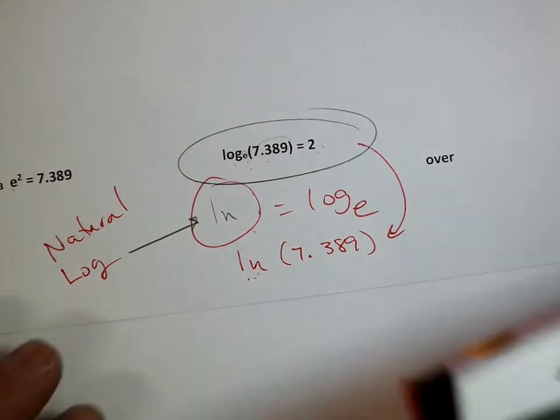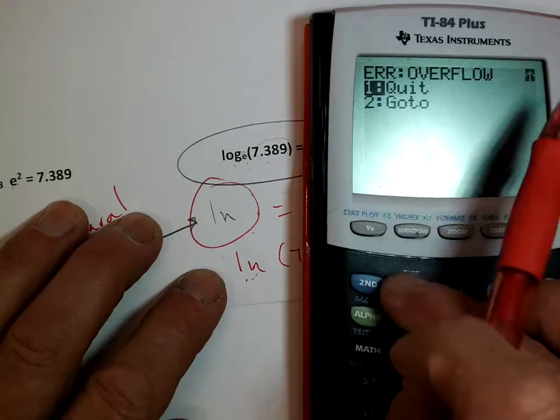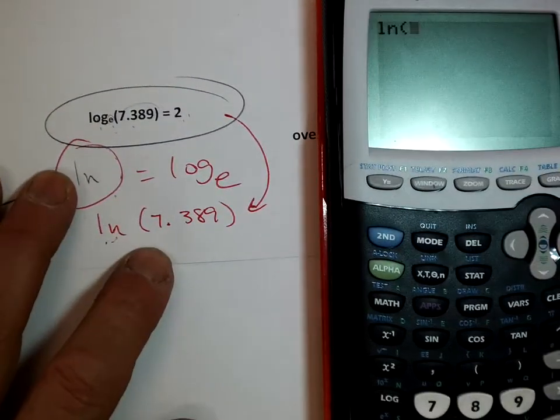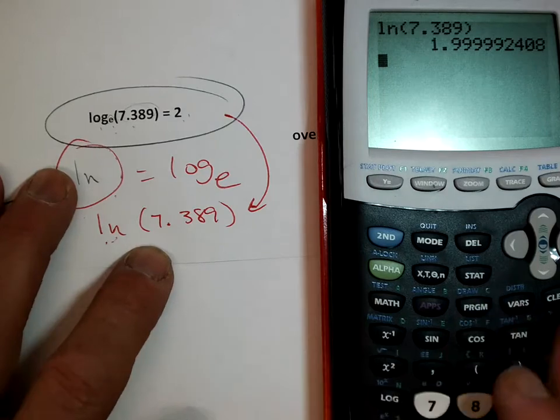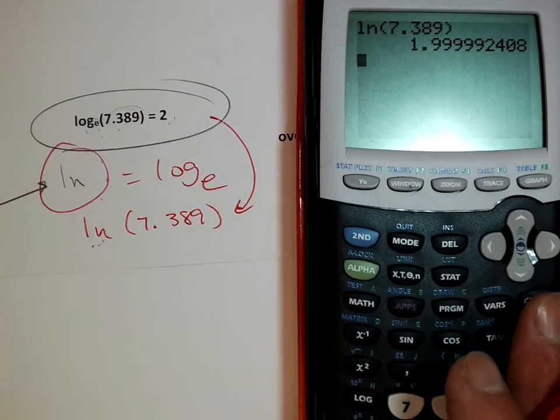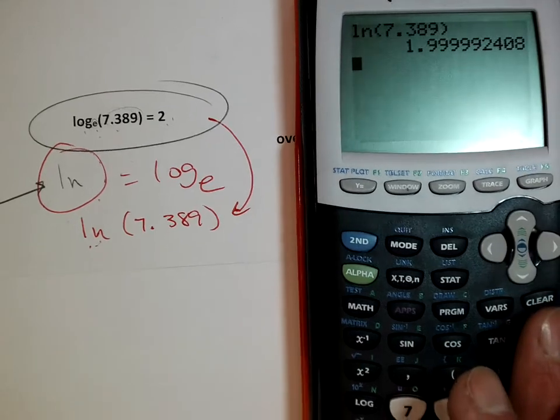So to do this one, I'm going to go to LN of 7.389, and it should be awfully close to 2. The only reason it's not exactly 2 is because E is an irrational number. All right, you guys ready to turn the page?